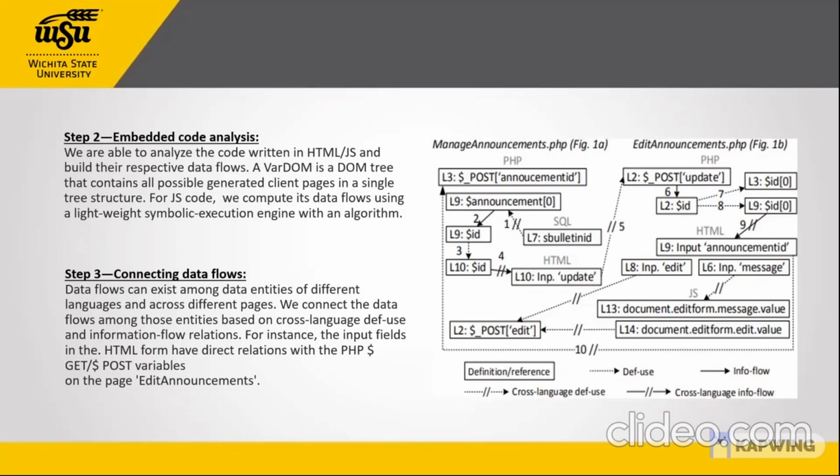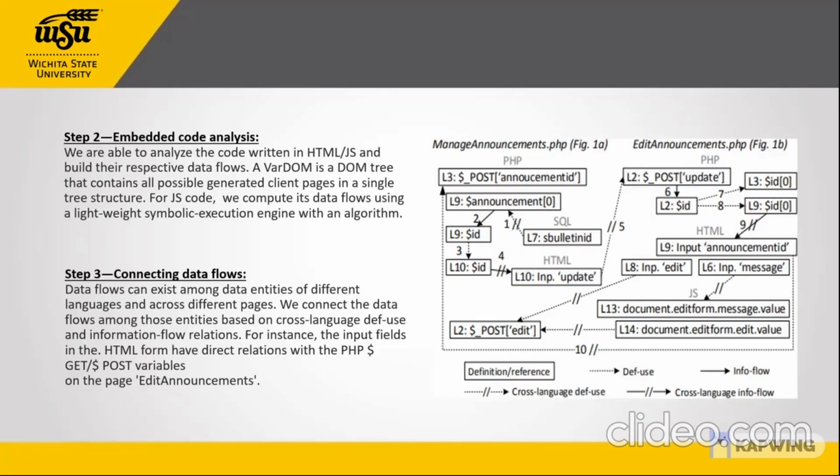The result is a VarDOM representation of the embedded client code, which represents the hierarchical DOM structure of a web page. Note that variability-aware parsing is sound and complete with respect to brute-force parsing of all possible variants, but much faster. Unlike an HTML DOM, a VarDOM contains condition nodes to indicate that certain web page parts can be produced under certain path constraints. A VarDOM is a DOM tree that contains all possible generated client pages with symbolic values in a single tree structure. The VarDOM also contains conditional ASTs for JavaScript code with conditional and symbolic parts.